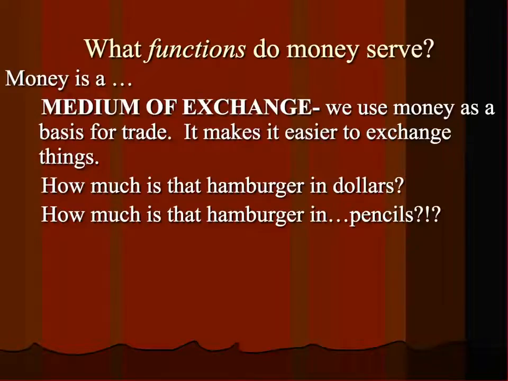So the first function of money is what we call a medium of exchange. We use money as a basis for trade. It makes transactions easier. So for example, you know about how much a hamburger is in dollars. But if we didn't use money, and let's say you made pencils for a living, how much is that hamburger in pencils? Is it 20 pencils? Is it 150 pencils? Are these handcrafted, fine pencils, or are they just run-of-the-mill pencils that don't work and fall apart? Well, what if the hamburger person doesn't want your pencils? Then you can't make a trade. So money makes trade easier, so it acts as a medium of exchange.